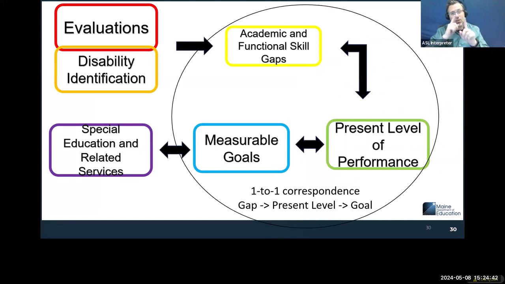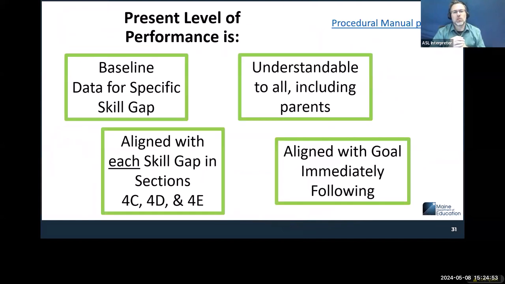Goals and objectives. So each of those specific skill gaps is going to get a present level and a goal. So first, we're going to talk a little bit about present level. So this is from the procedural manual, and you can get to it with this link at the top. If you use the PowerPoint that has a slide on each page, the links will work, but the ones with no space, the links will not work.